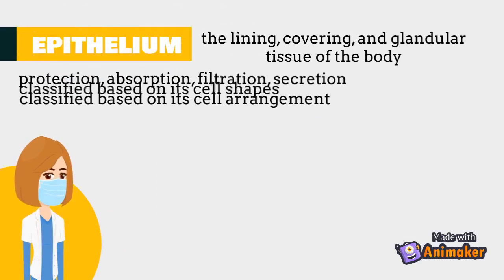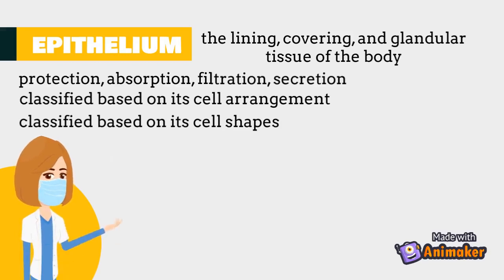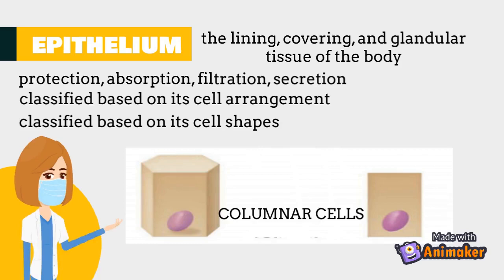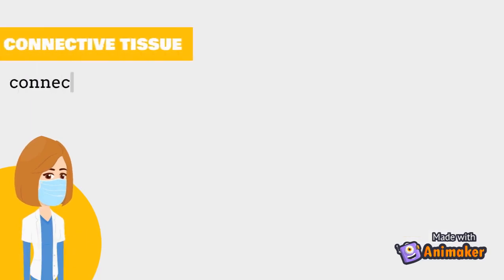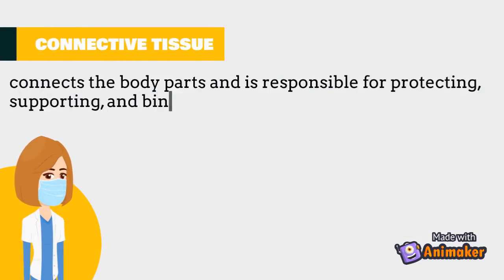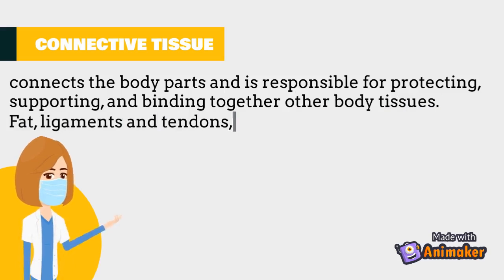It is also classified based on its cell shapes: the squamous cells, which are flattened like fish scales, cuboidal cells, which are cube-shaped like dice, and columnar cells, which are shaped like columns. Connective tissue connects the body parts and is responsible for protecting, supporting, and binding together other body tissues. Fat, ligaments, tendons, bones, and cartilage are all connective tissue.